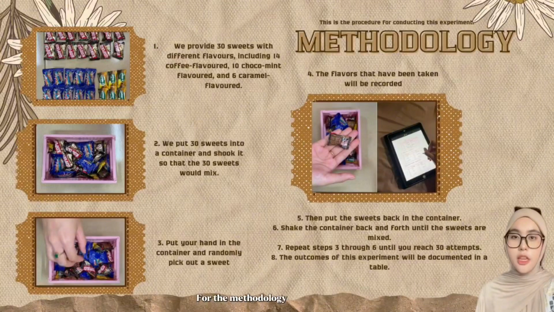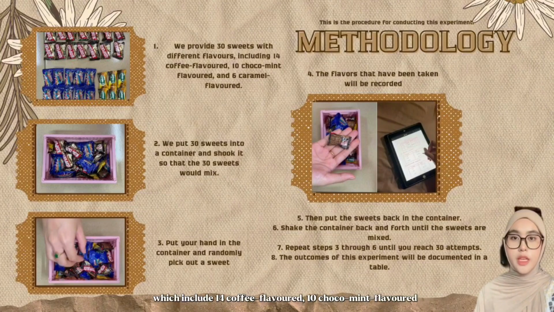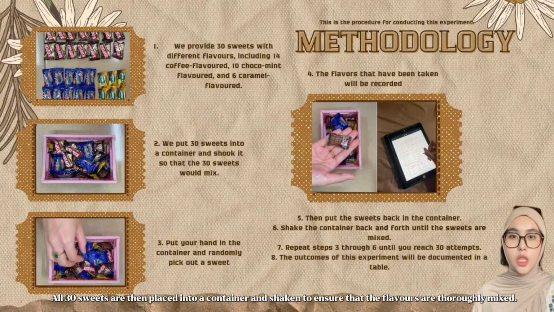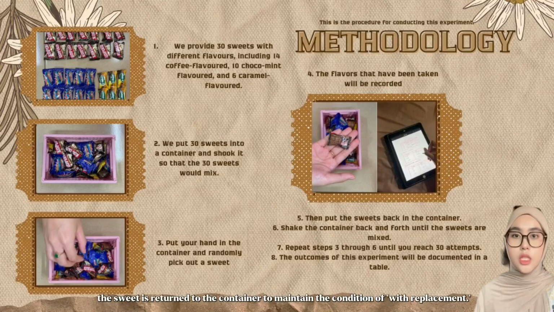For the methodology of this experiment, the process begins with preparing 30 sweets of three different flavors, which include 14 coffee flavor, 10 chocolate mint flavor, and 6 caramel flavor. All 30 sweets are then placed into a container and shaken to ensure that the flavors are properly mixed. After that, a hand is inserted into the container to randomly select one sweet, and the flavor obtained is immediately recorded. The sweet is returned to the container to maintain the condition of replacement.